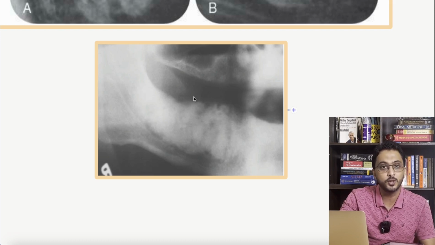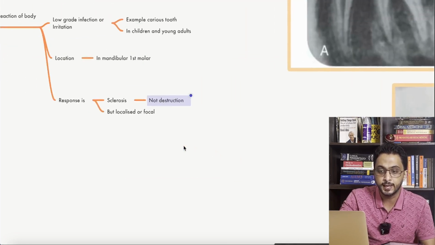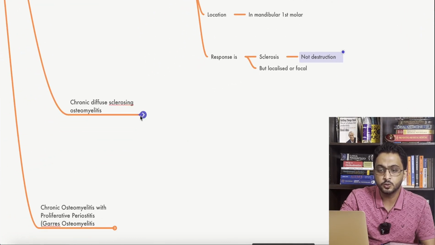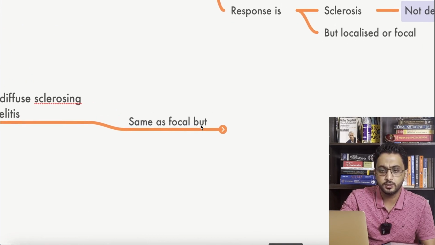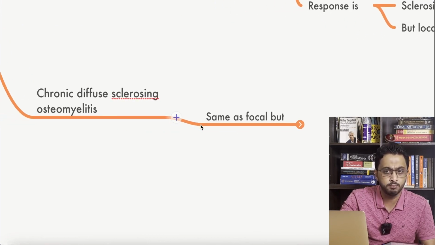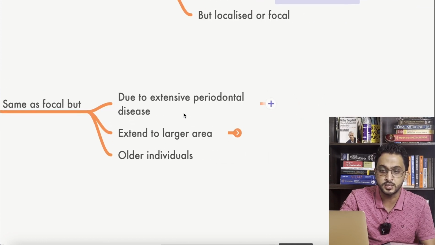And it's not due to caries teeth. Please understand, there's no caries here. And it's more a kind of a diffuse look. Okay, you can see there's a diffuse look. So that is about the chronic diffuse sclerosing. I'll come to the radiographic appearance. So diffuse sclerosing is same as focal, but what is the difference? What is the key difference?